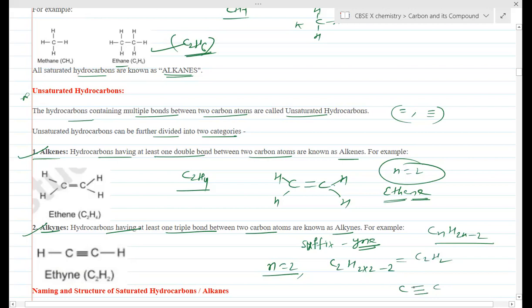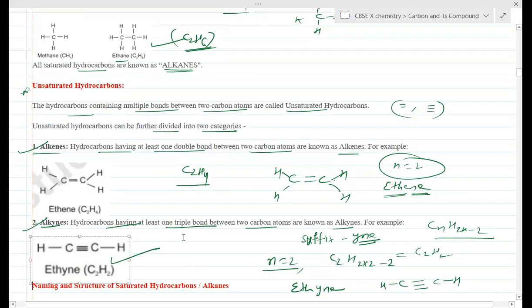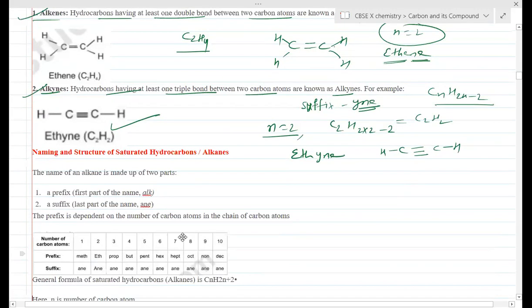Each carbon can make 4 bonds. With this carbon you see 1, 2, 3, 4. With this carbon 1, 2, 3, 4. So like this. This is ethyne. What is this? Eth is the root word and yne is the suffix. This is ethyne. Okay. We'll study the namings also.